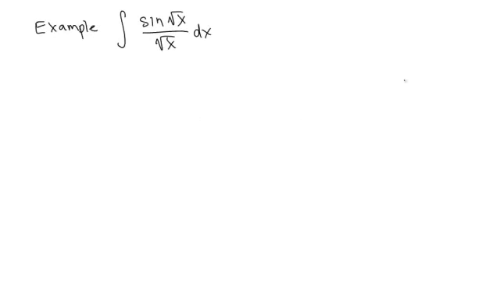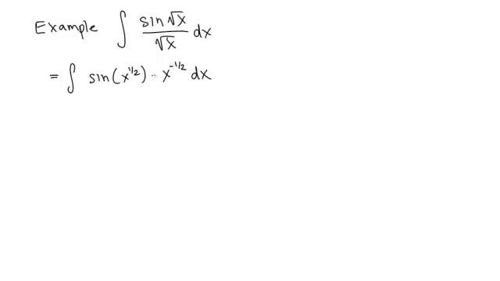Let's try to find the general antiderivative of sine of the square root of x over the square root of x dx. So I'll start by prepping this to end up with sine of x to the 1/2 power times the bottom part, which is x to the negative 1/2 power dx.